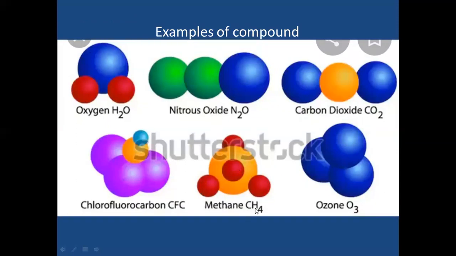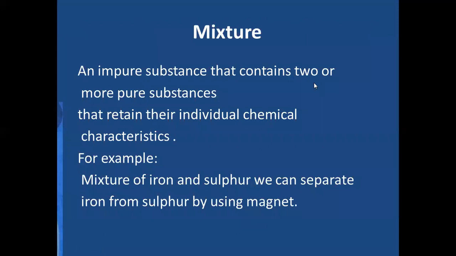Chlorofluorocarbon, methane and ozone are all examples of compounds because they are made up of different elements. Mixture is an impure substance; elements and compounds are pure substances. Why? Because they are made up of one kind of atom, the same kind of atom. A mixture is an impure substance that contains two or more pure substances that retain their individual chemical characteristics.